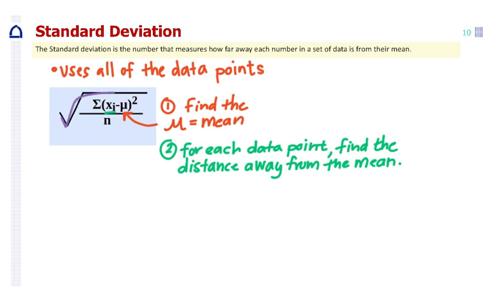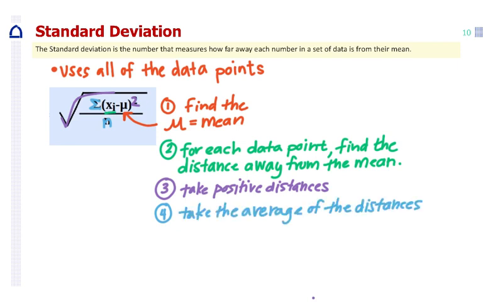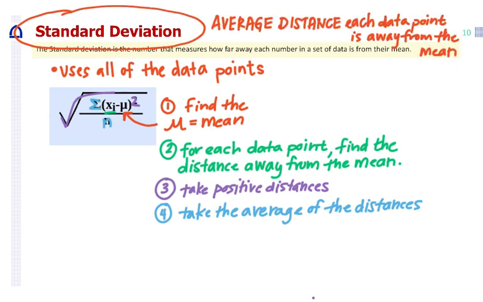Now this part, the squaring and the square rooting: squaring something and square rooting something are opposite functions, but what it does is it gives you only positive answers. So that basically has the effect of saying it doesn't matter if the point was less than the mean or more than the mean, we're just going to take the positive distance. And then this symbol, as you remember, means add them all up, and if we divide by n, that's basically taking the average. So if I had to give a simple definition of what the standard deviation is, I would say it's the average distance each data point is away from the mean.